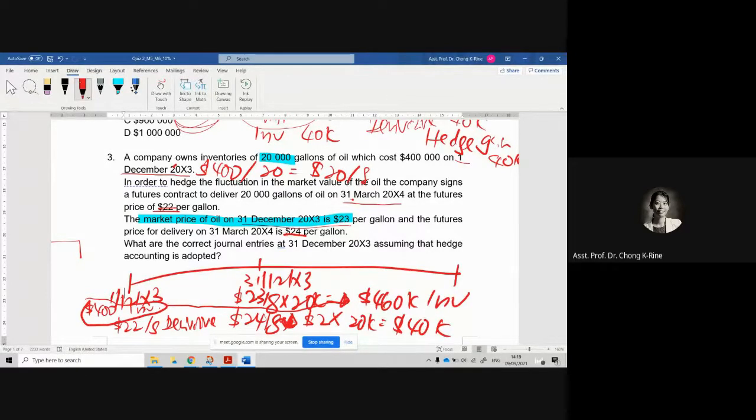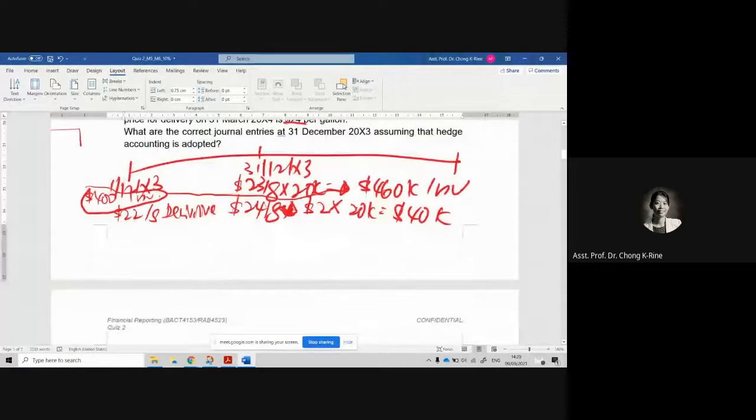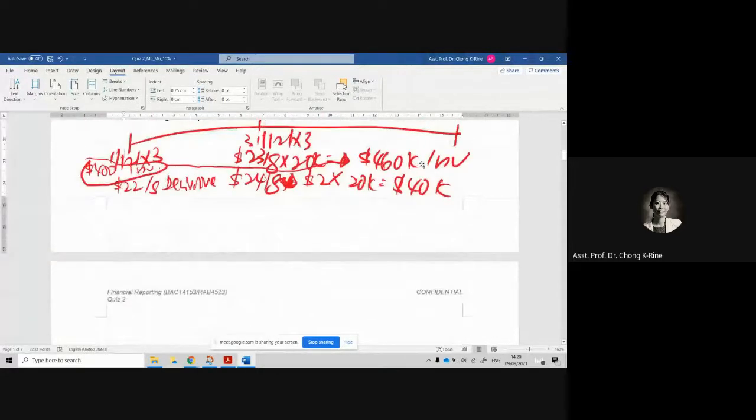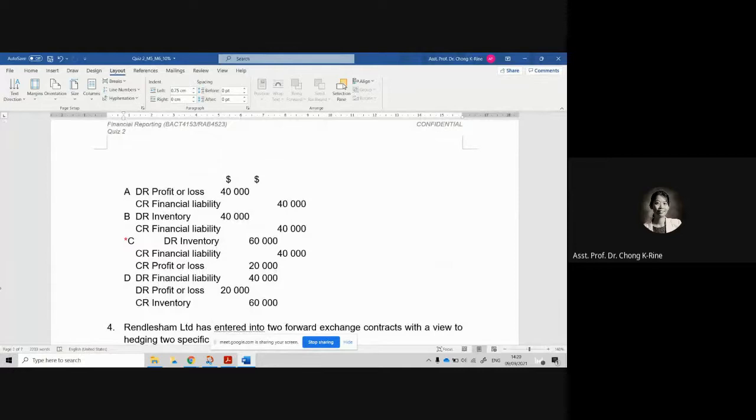So you see, the inventory we want to increase, so the derivative we will decrease. One is a hedge gain, one is a hedge loss. You don't really have to worry about how to figure out what is asset and what is liability, because we are not the finance manager. Just like I told you, the inventory is increased from 400,000 to 460,000, by 60,000. So this is the answer. On 31st of December, we will debit inventory 60,000, from 400 increases to 460. Just try to imagine: when you debit your inventory 60,000, you will credit your hedge gain of 60,000.